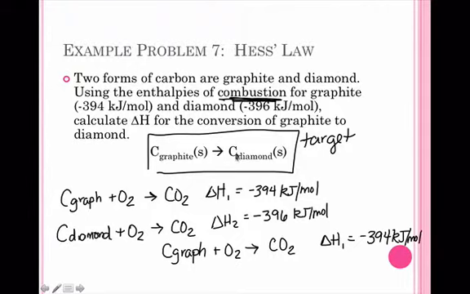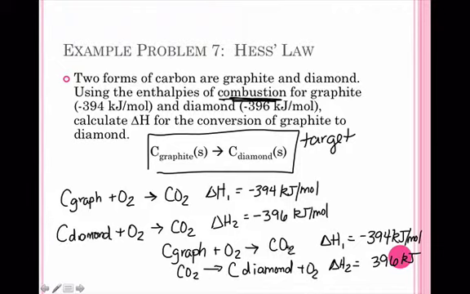The second one, I need carbon as diamond, but I need it as a product. So here, where it's written as a reactant, I need to reverse this reaction. So I'm going to go CO2, and then I have C as my diamond, plus the oxygen. And since I reversed the reaction, I need to reverse the sign on that delta H. So it looks like this.